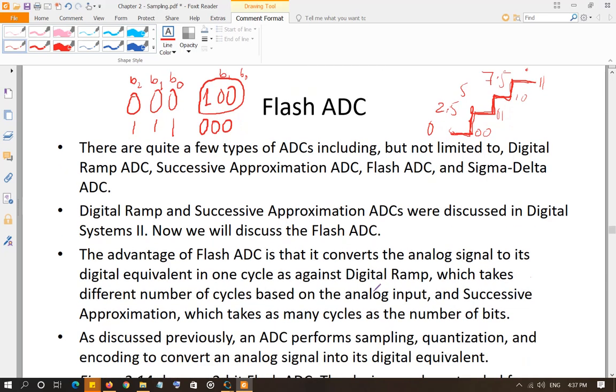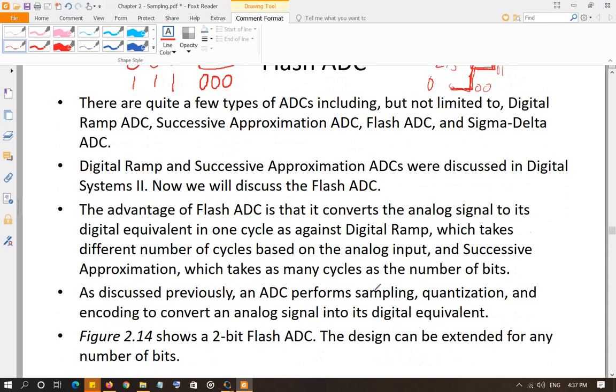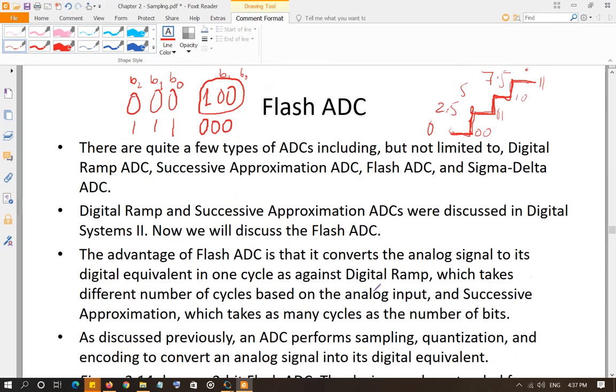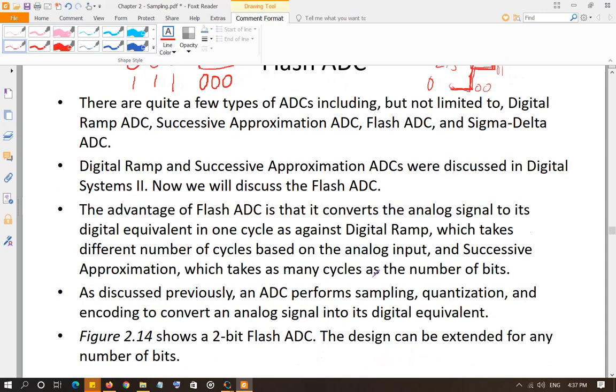Now the third one that we're going to discuss in DSP is the Flash ADC. The good thing about the Flash ADC is that it basically takes one cycle to convert an input into its digital equivalent code, because all of the bits are converted, or produced, at the same time.